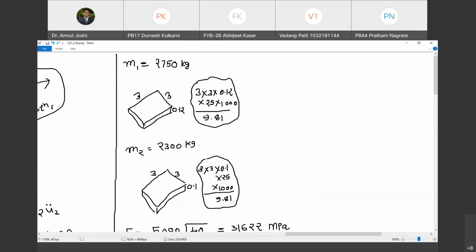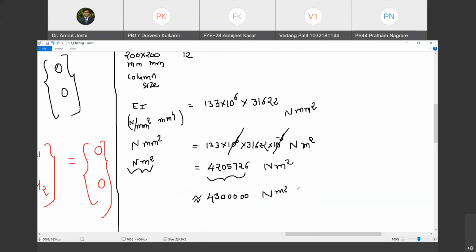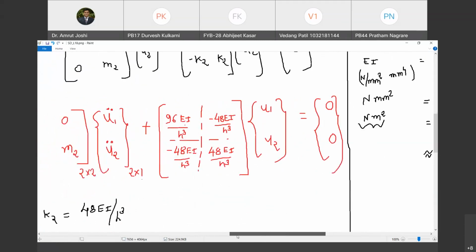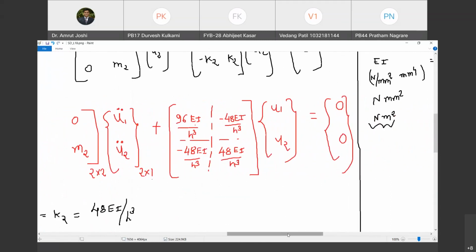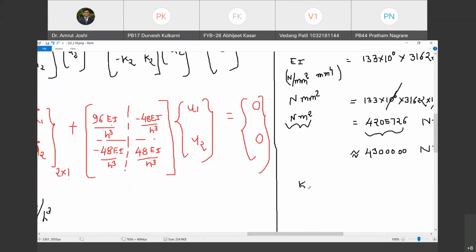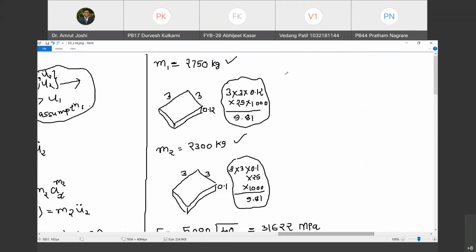So now the given problem in our hand is: M1 is given, M2 is given, EI is given. EI is this. Happy? Yes. So now what will be the value of K1 and K2? Can you tell me? K1 therefore is equal to 48 EI upon H cube. Let me say H is also given to you. H is 4 meter.